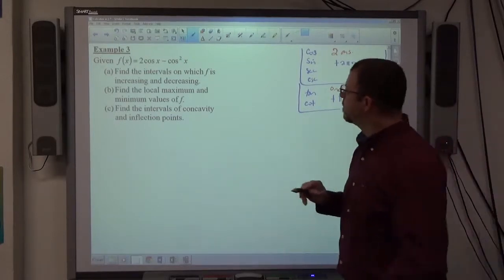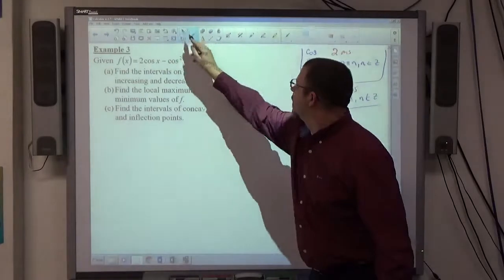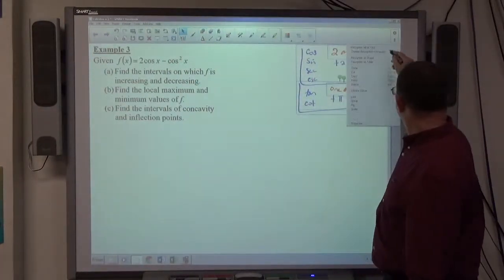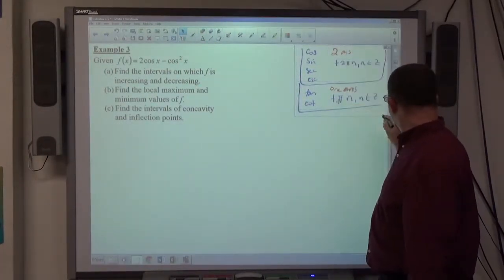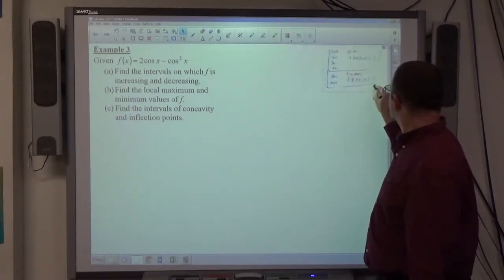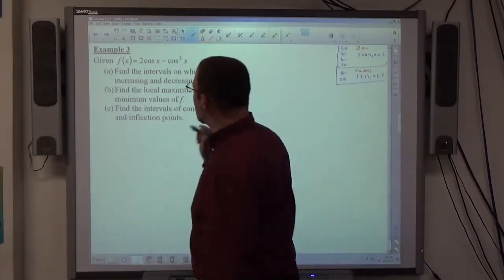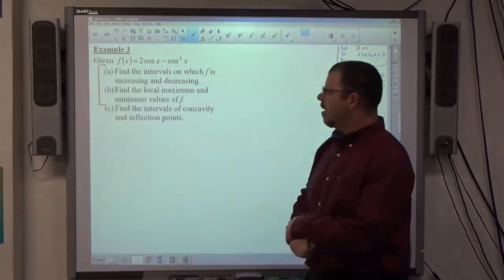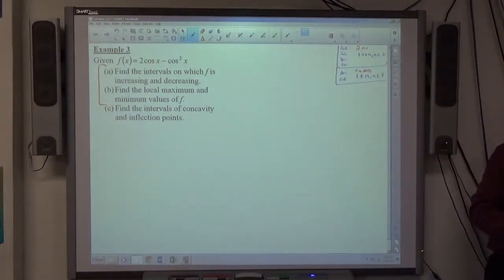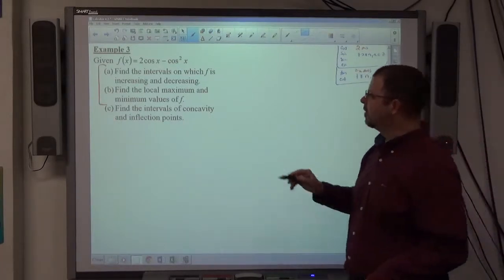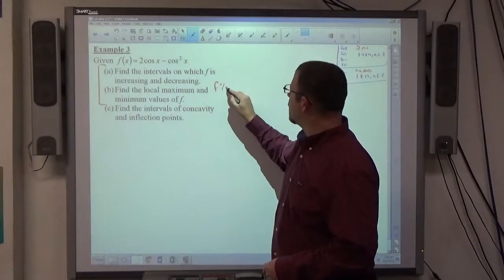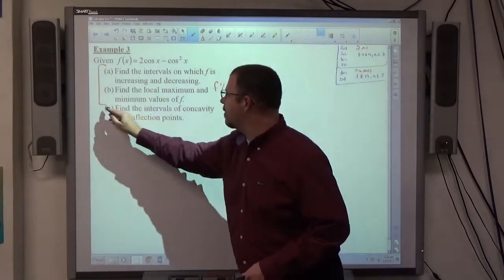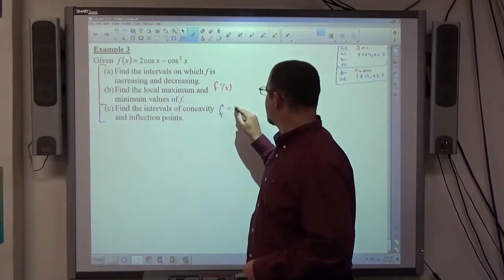So let's take a look. First off, if you recall from last week, parts A and B, the intervals of increase and decrease and the maximum and minimum values of f all have to do with the first derivative of the function. So these have to do with f prime of x, where the concavity stuff has to do with the second derivative.